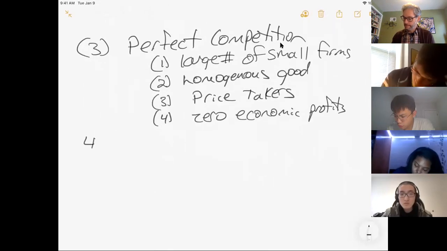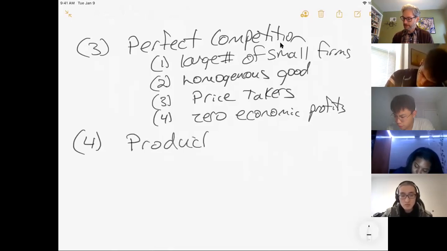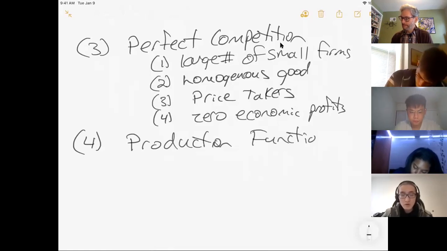Okay, now we get to the more meaty assumptions. We're going to assume that we have a production function. And it's going to be the Cobb-Douglas production function that we talked about yesterday.